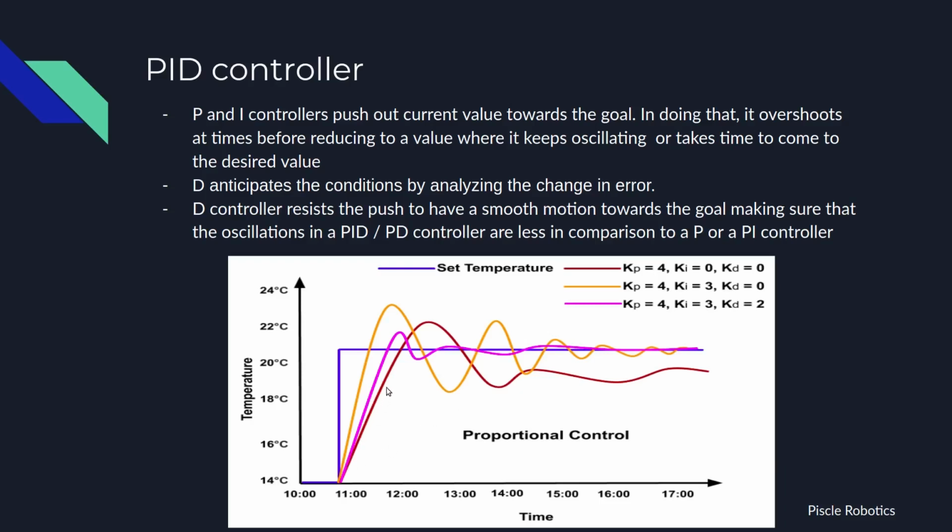line, which is this one, we can see the system overshoots a bit, but in this example, it starts to undershoot later on and is never able to reach the desired value or the set point.